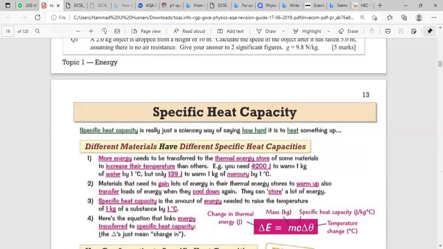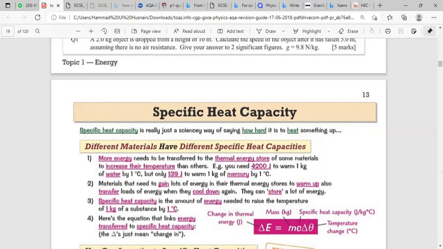So what does this mean by a specific heat capacity? You can define the specific heat capacity as the amount of heat you require or need to raise the temperature of a body. Are you getting my point? The certain amount of heat you need to raise the temperature of a body.